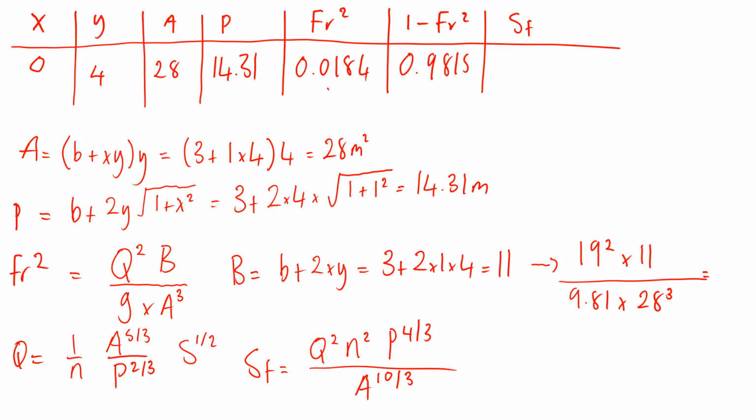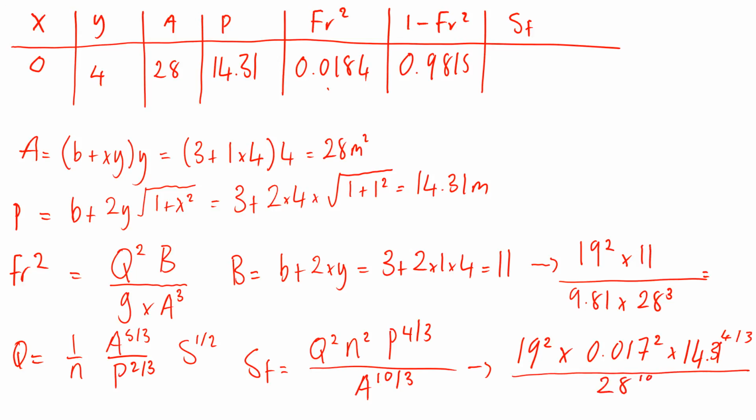So if you put in the values, you get 19 squared times n, which is 0.017 squared, times 14.31 to the power 4 over 3, over area, which is 28 to the power 10 over 3. So if you calculate that, you'll get 0.0243.